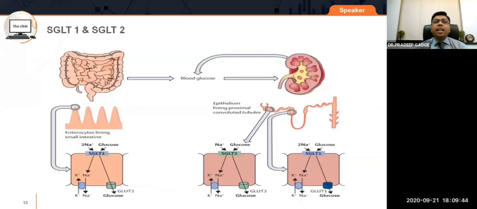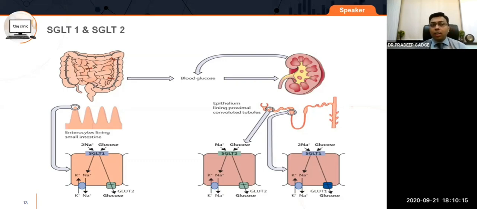Now coming to SGLT1 and SGLT2. Our talk today is specific to SGLT2 inhibitors. Then why am I talking about SGLT1? Because we are going to discuss different SGLT2 inhibitors. There are certain SGLT2 inhibitors which are very specific for SGLT2, but there are certain ones like canagliflozin and remogliflozin, which have some cross reactivity with SGLT1 receptors also.